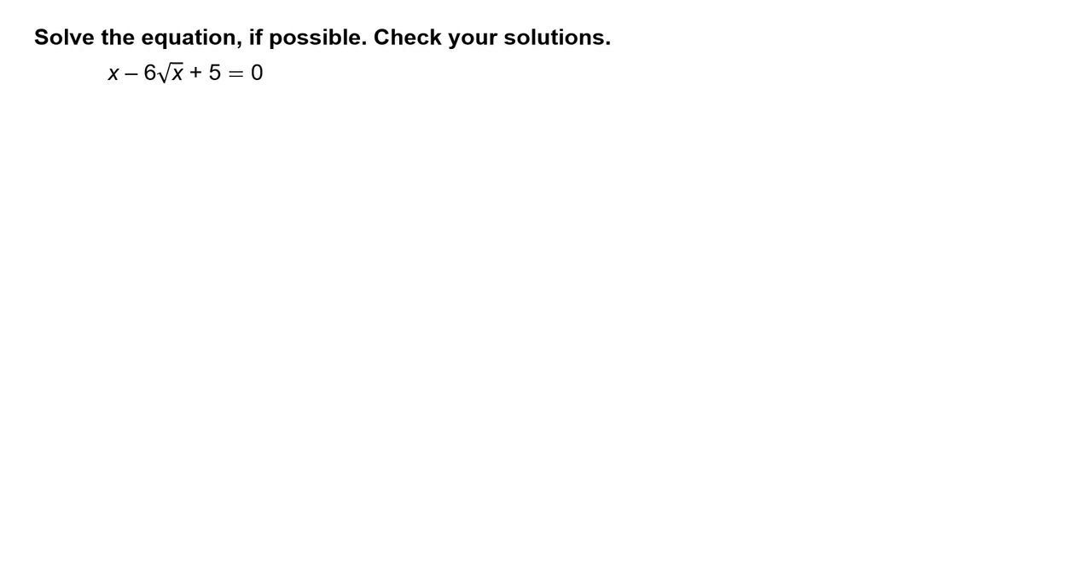Solve the equation if possible. Check your solutions. x - 6√x + 5 = 0.